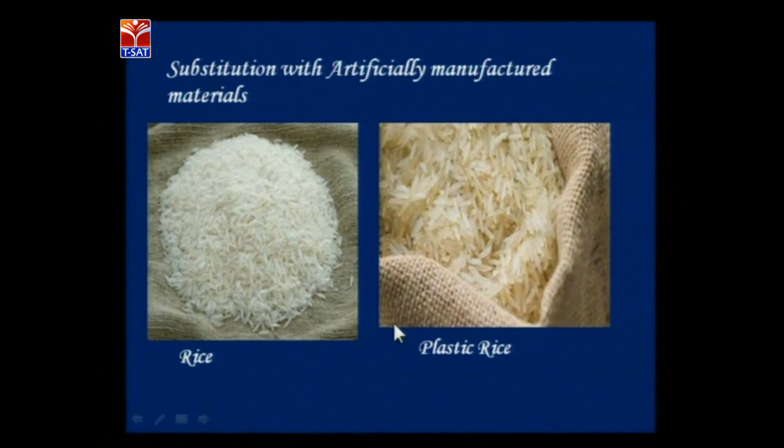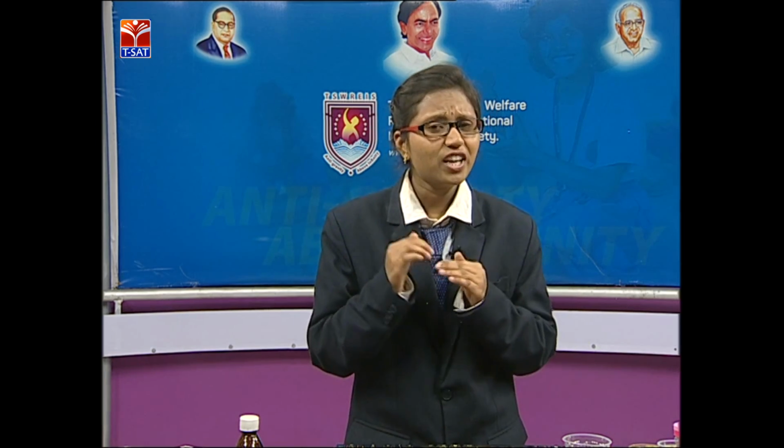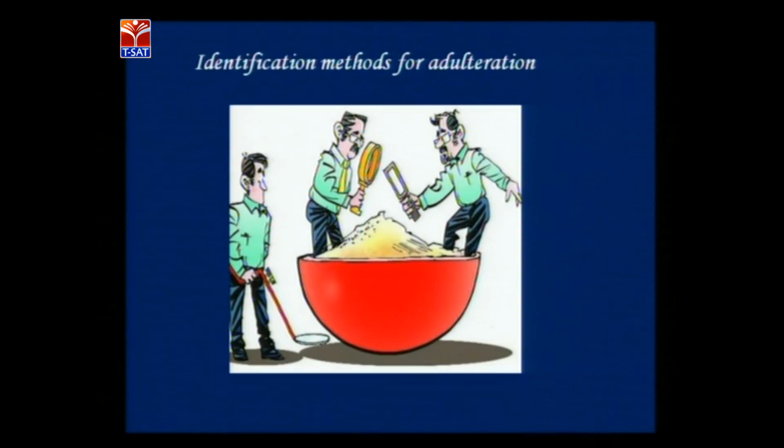Friends, till now we have learnt about various methods of adulteration, right? Are there any identification methods for these adulterations? Do you know about the identification methods? Are you worried about how we can detect these adulterations? Don't worry, there are some identification methods. I'll tell you those identification methods. Let us know some of them, okay?